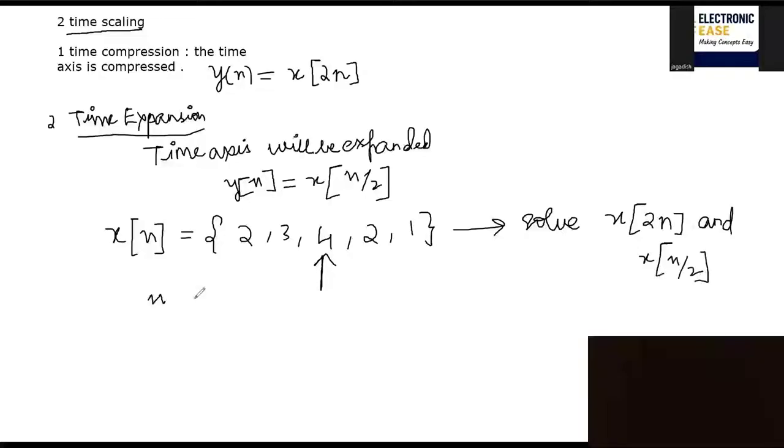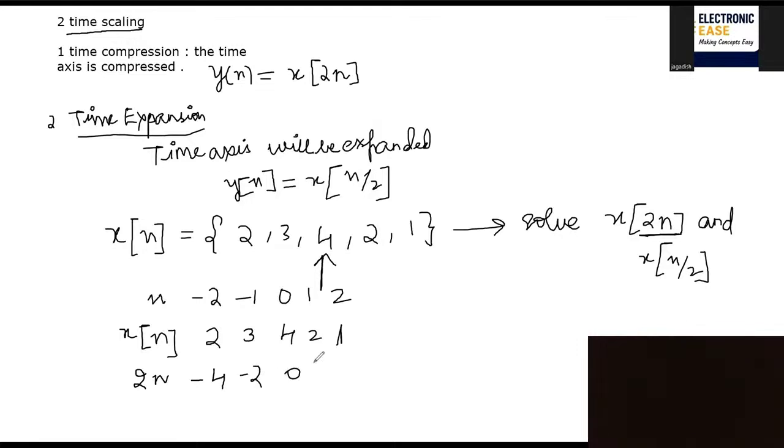So the n value is ranging from -2 to +2: -2, -1, 0, 1, and 2. So what is the x of n value? At -2 we will be having 2, 3, 4, 2, 1. Now we need to find out the 2n value, students. For n, I have to multiply with 2. So what will happen if I multiply with 2? -4, -2, 0, 2, and 4.